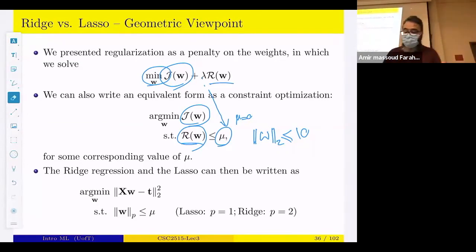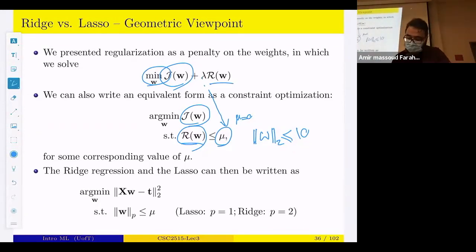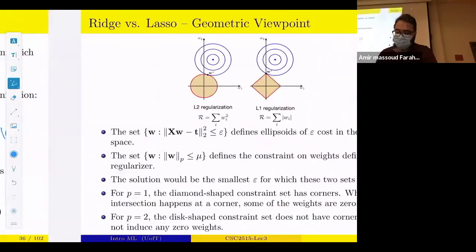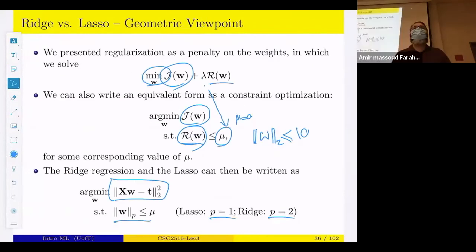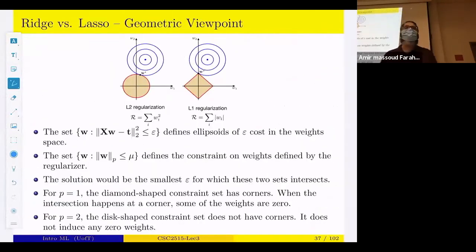Now we can formulate ridge regression and lasso in the form of this constrained optimization. We minimize the cost function, but say that the LP norm of the weights should be smaller than some mu. When P is equal to 1, we get lasso. When P is equal to 2, we get ridge regression. So this is the constraint formulation. The reason I mentioned this is that I wanted to show this figure to you. What is this figure? Let me try to explain it. It might be small, hopefully you can see.